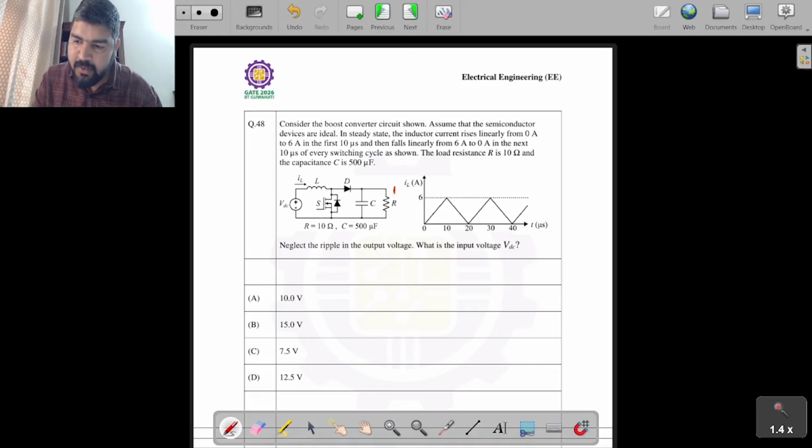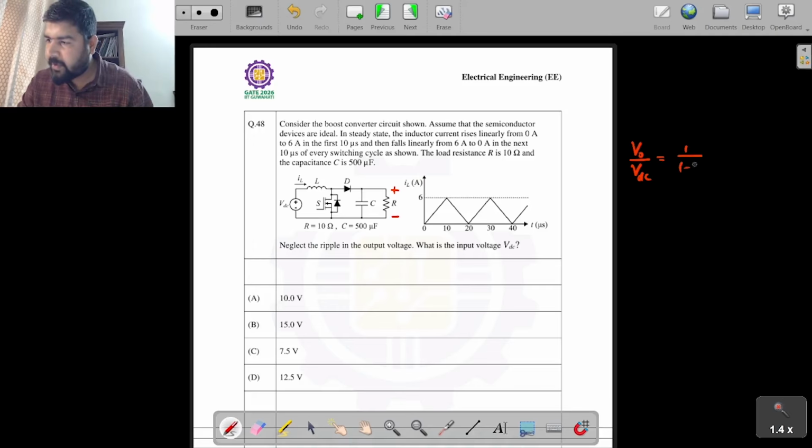If the conduction is just continuous, then the ratio of the output voltage by this VDC, V out over VDC, since it is a boost converter, will be 1 over 1 minus D. Now what is this D? During this 10 microsecond, the switch is on. Current is rising, the voltage across the inductor is positive, which is VDC. Then in the next 10 microsecond, the switch is off. The voltage across this inductor is negative and the current is falling, and the current is just continuous. So D has to be half, because for 10 microsecond it is on and the next 10 microsecond it is off. So that's why D is half.